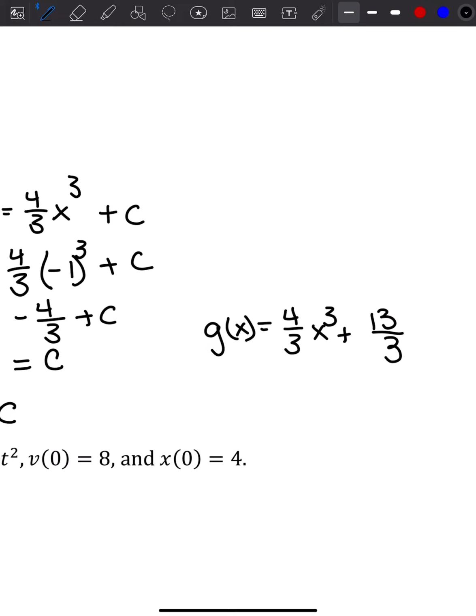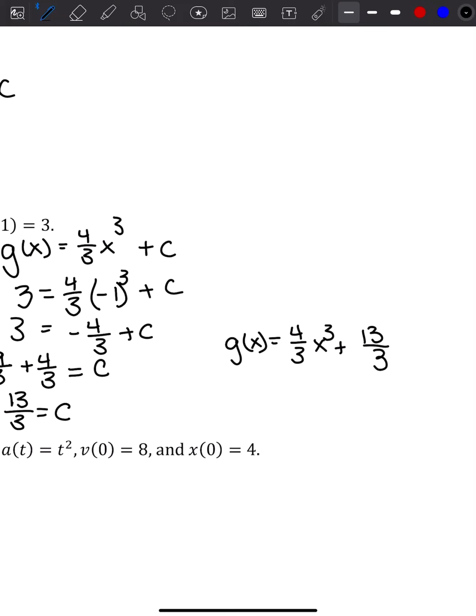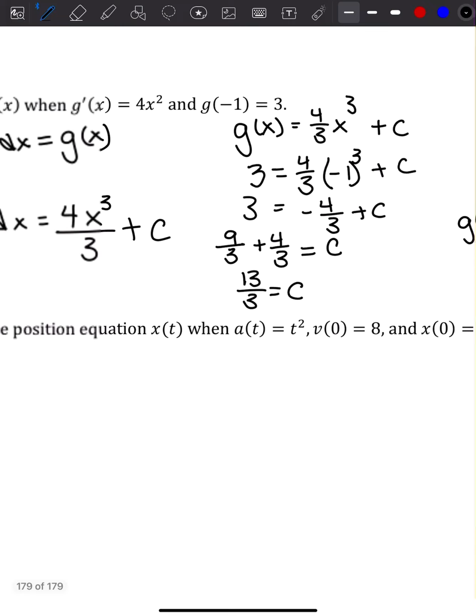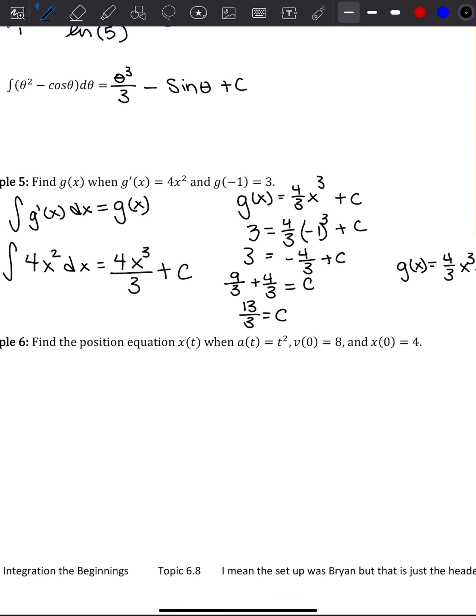And now we know what our constant is, and we don't need to write plus c anymore. For this last one, we have find the position equation x of t when a of t is equal to t squared, v of 0 is 8, and x of 0 is 4.